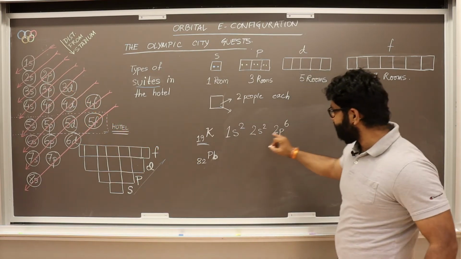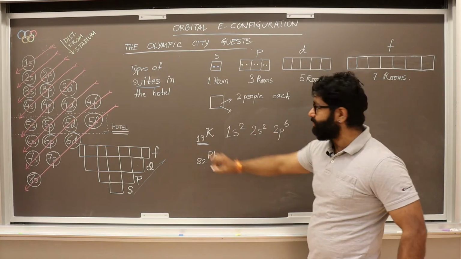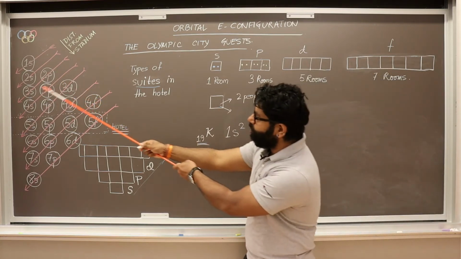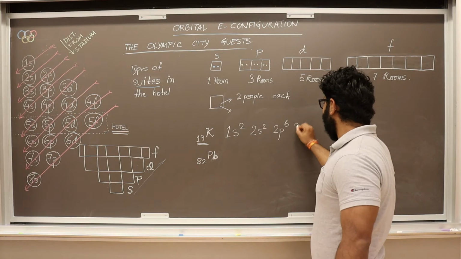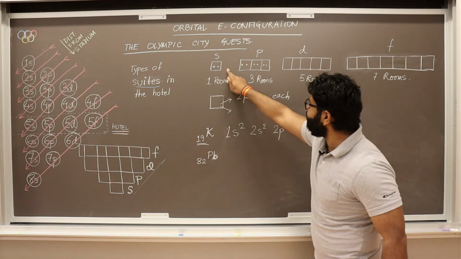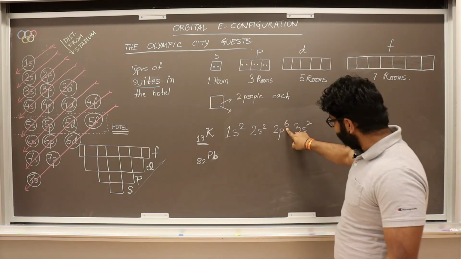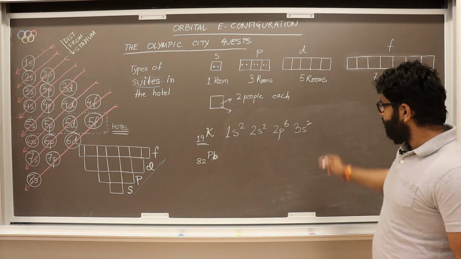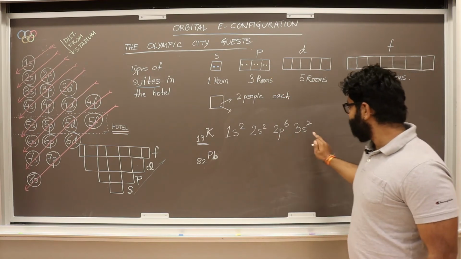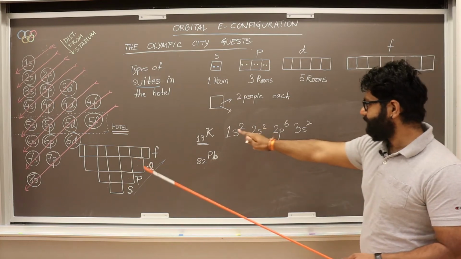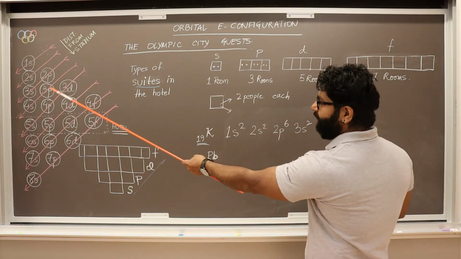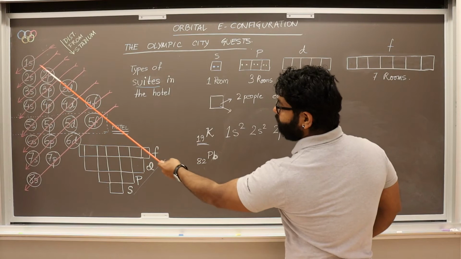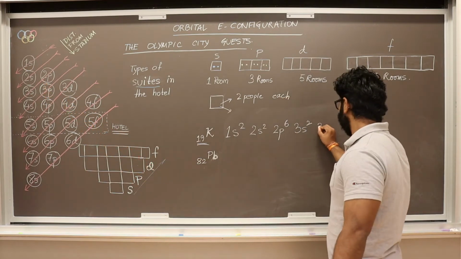how many guests have been taken care of? 10, but you have 19. So what happens after 2p? You go to 3s. How many in s? 2. How many in p? 6, right? You go to 3s2. How many taken care of? 12. Remaining 7. So after 3s, you go to 3p.